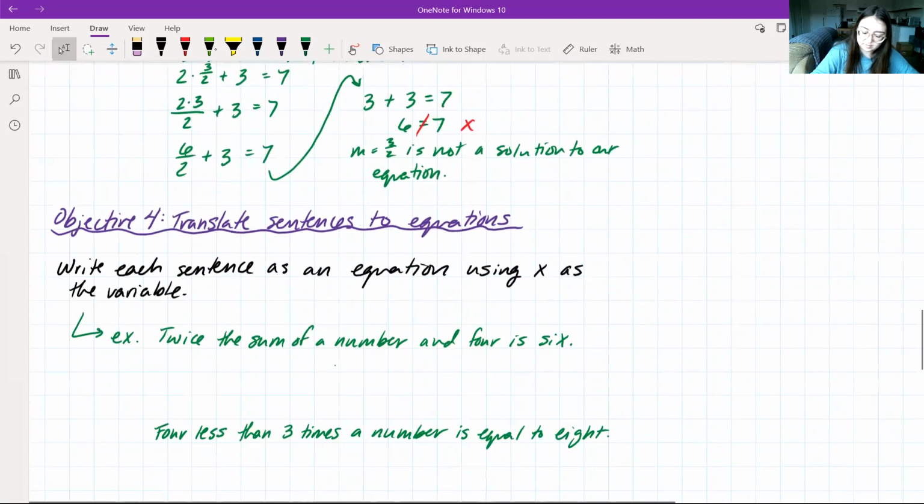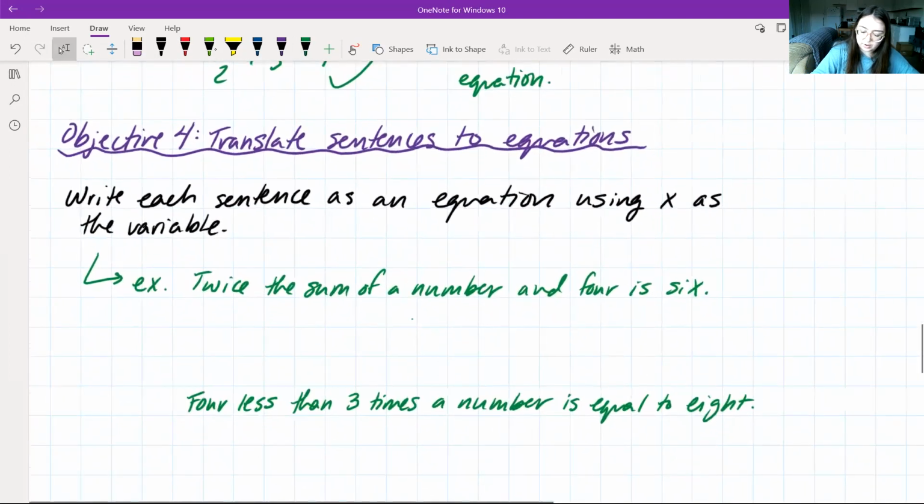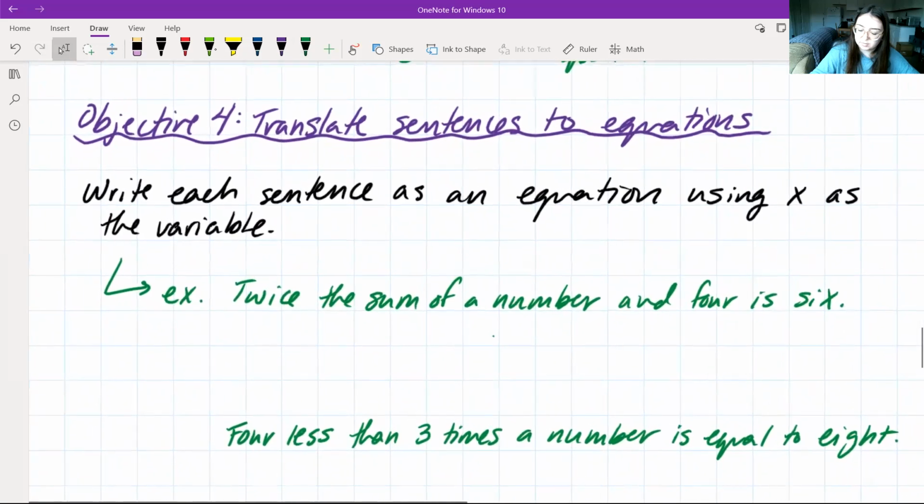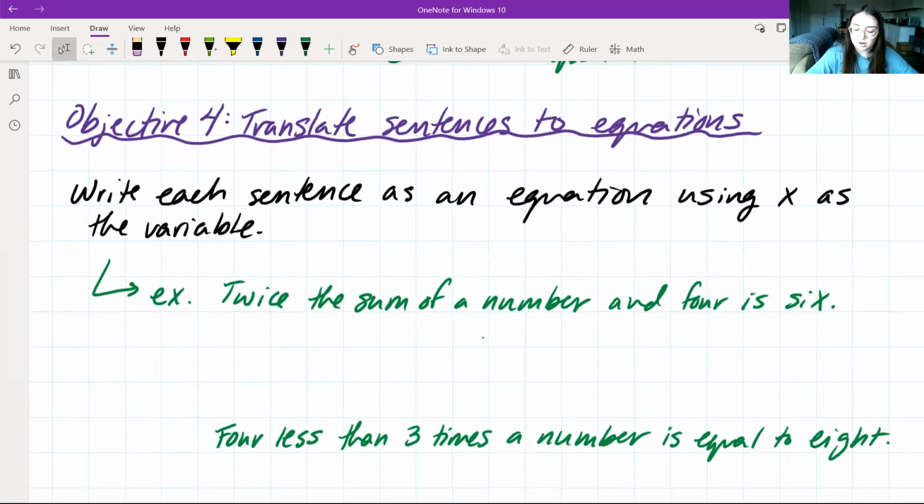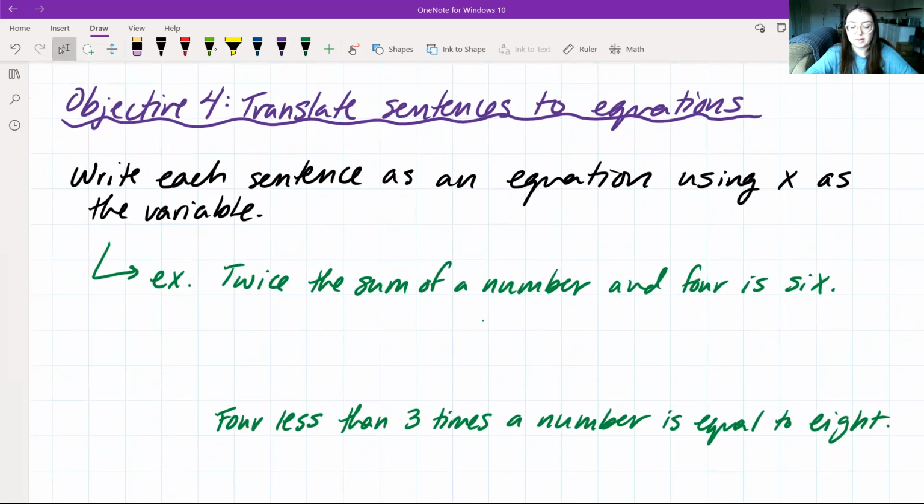All right, on to our next objective. Objective 4 is that we want to translate sentences into equations. What we're going to do here is write each sentence as an equation using x as the variable.